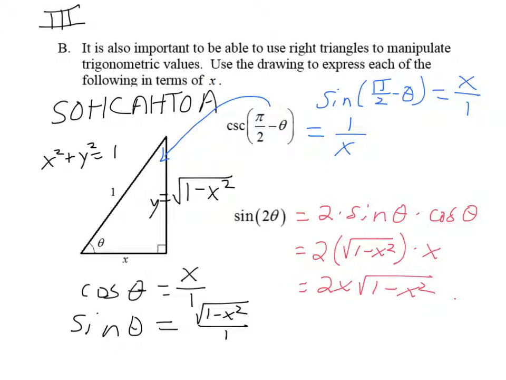All right, that's really all there is to this. It's really just using SOHCAHTOA. But notice what we're able to do is take a trig expression and rewrite it in terms of just a variable x. See, there's no trig over here, so that's kind of nice. It lets us take something that's transcendental, like a trig function, and rewrite it using an expression that's not transcendental.